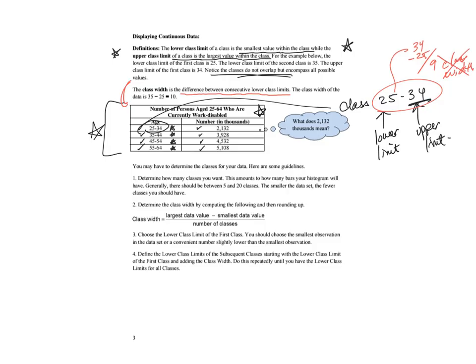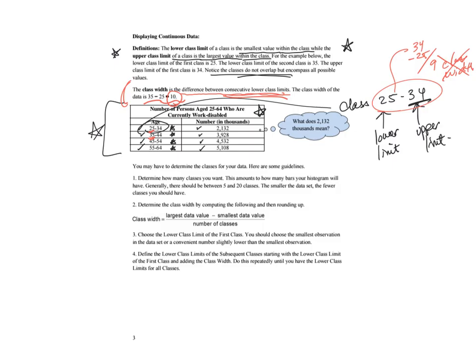But notice that is not what they tell me to do. What they tell me to do is find the difference, or subtract, between consecutive lower class limits. So in fact, I would need to do, say, 35 minus 25 and get 10 for my class width. So be careful with that.